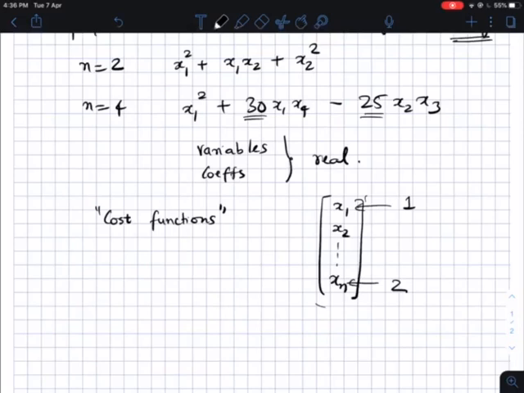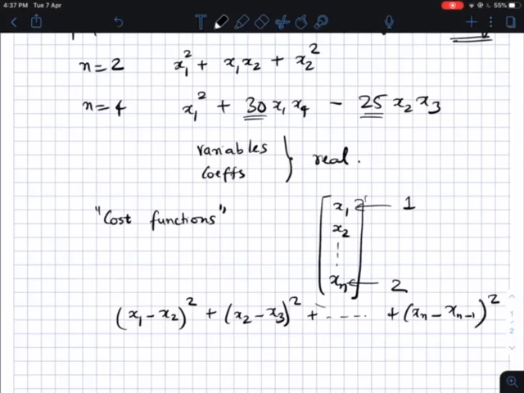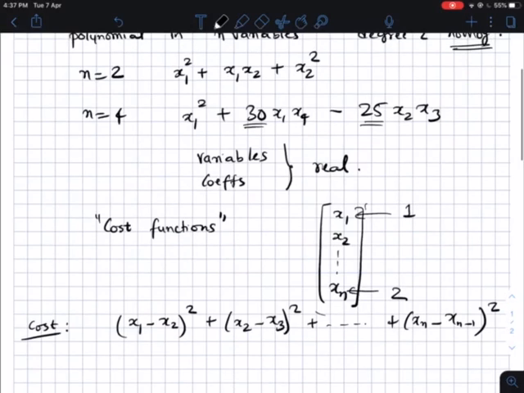So in that case, a very natural cost function for you to pick will be something like this: (x1 minus x2) whole square plus (x2 minus x3) whole square, and so on, plus (xn minus xn minus 1) whole square. This is essentially the cost. It tries to make sure there is no very sharp jump from x1 to x2, but that overall the jump from every coordinate to the next is very small.